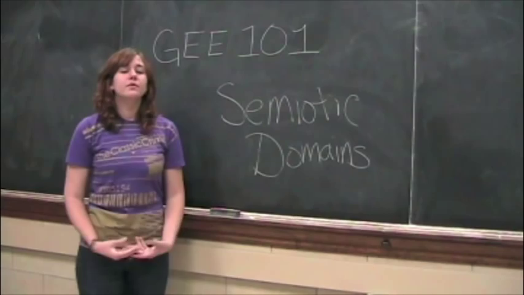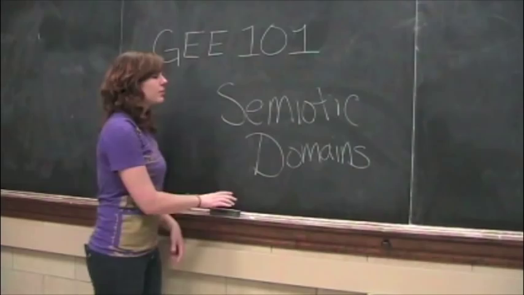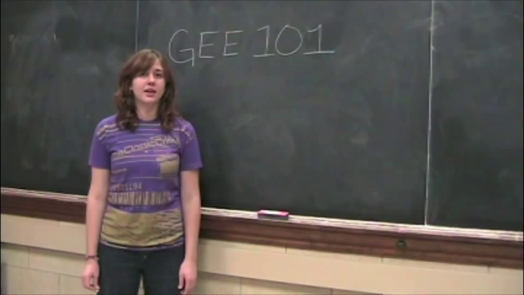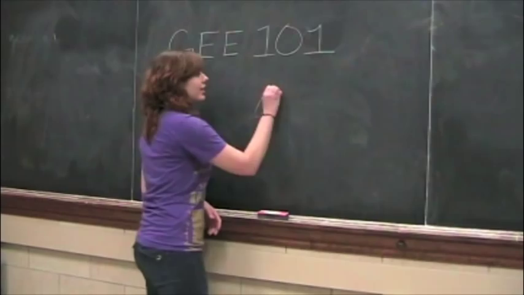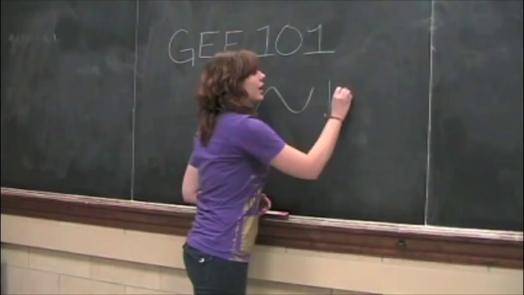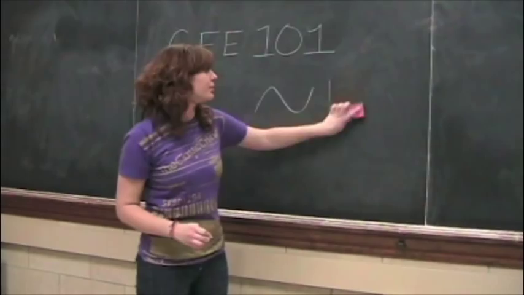In these different semiotic domains, signs and symbols take on different meanings. Signs take on different meanings in these different situations and contexts. Like this symbol, in math it means approximately. So you can say approximately 105. But when using this symbol in language, like in Spanish, you can put it on top of an N, and it gives it a different sound, like enye.